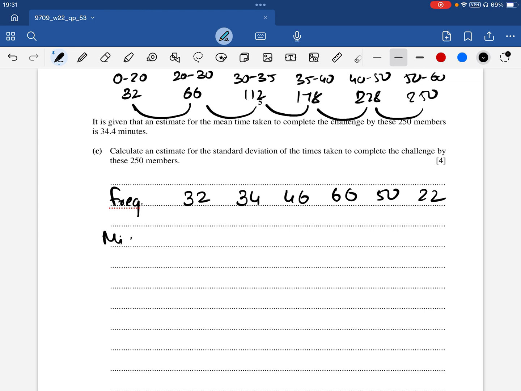Then I'm going to find the midpoints. For finding the midpoint, 0 plus 20 divided by 2 is 10. 20 plus 30 divided by 2 is 25. Then 32.5. Then 35 plus 40 divided by 2 is 37.5. 40 plus 50 divided by 2 is 45. 50 plus 60 divided by 2 is 55.